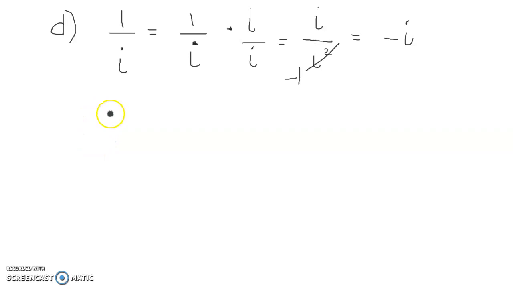Next is 1 over i squared. So 1 over i squared is equivalent to 1 over negative 1. So that is equivalent to negative 1.